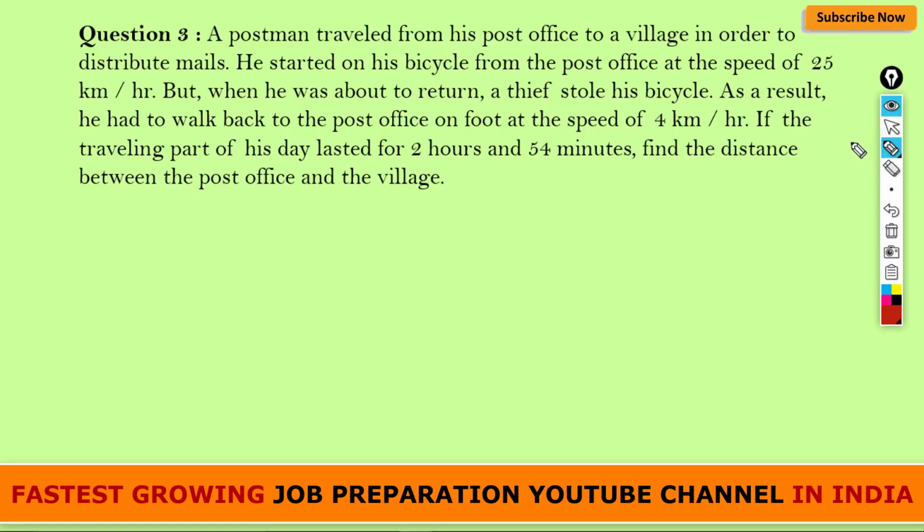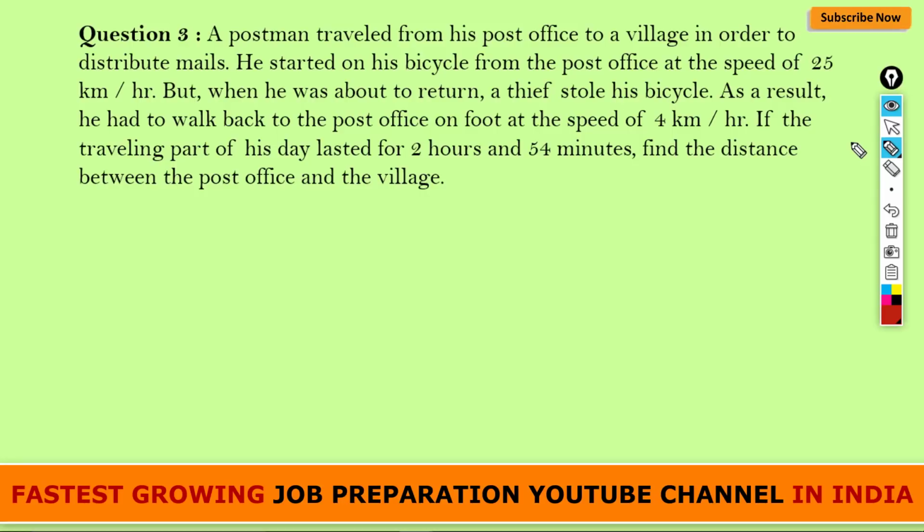So, I'll read it once again for you. A postman travelled from his post office to a village in order to distribute mails. Very well, we have understood till here. He started on his bicycle from where? From the post office at a speed of what? 25 kilometers per hour. Very good. But when he was about to return, it means the postman has already reached the village. He was about to return, and a thief stole his bicycle. In his return journey, the thief has stolen it.